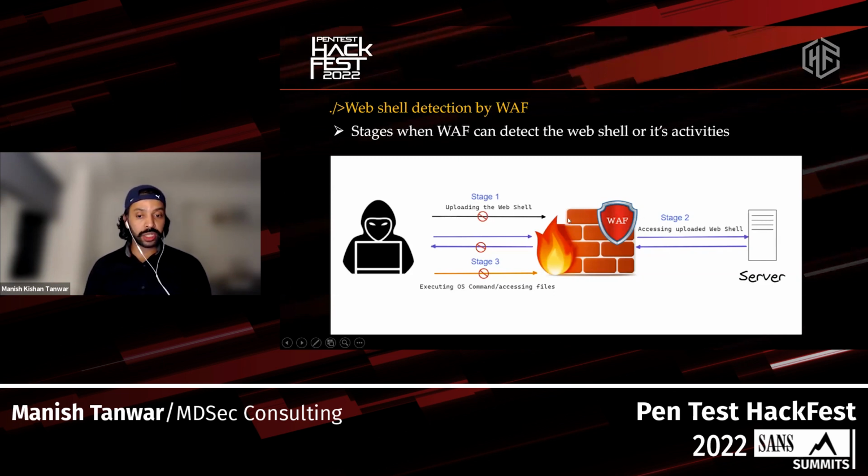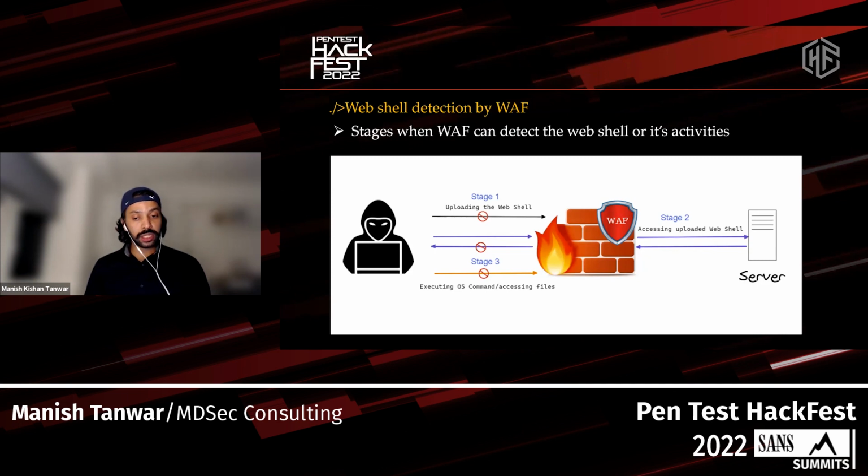Stage two: let's say anyhow we manage to bypass the web application firewall, but the problem is when we try to access the uploaded web shell, that web shell interface has certain keywords, let's say the web shell name itself, for example b374k or r57. In that case, the web application firewall will scan the HTTP response as well, and it is going to block the request because it has detected a blocked keyword. So that is stage two, scanning the HTTP response and blocking the request.